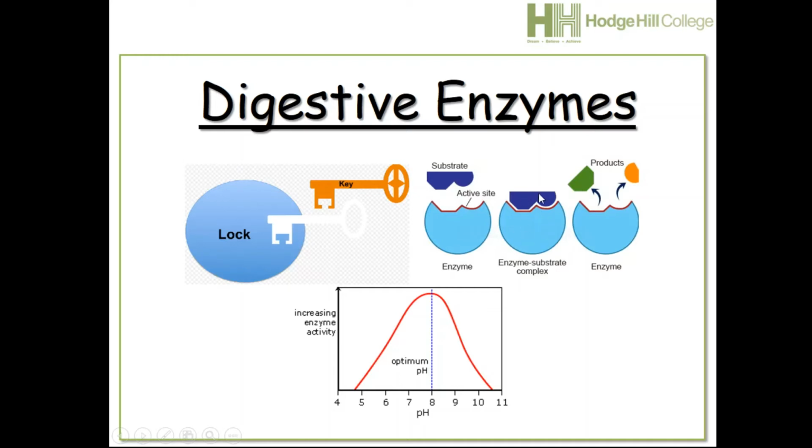Once the complex has been formed, the enzyme can do its job, and the enzyme can literally break down the substrate into the product. So what we're trying to do is break down the protein into something that's more soluble and easier for our body to work with. So with proteins, we want to break them down into amino acids. Once that process has been done and the enzyme has catalyzed our substrate, we end up with products.